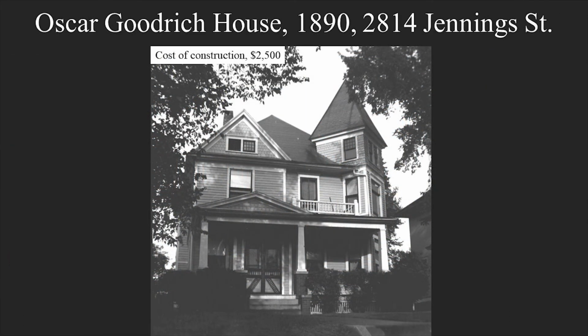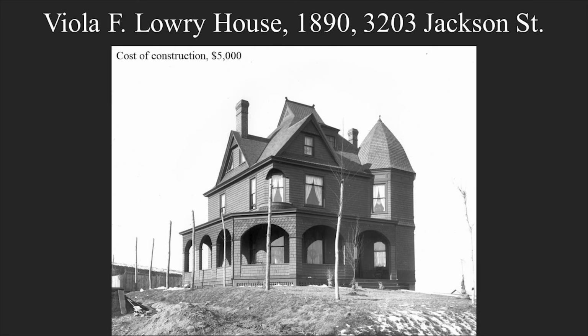The Oscar Goodrich House was built in 1890 at 2814 Jennings Street. The Viola F. Lowry House, built in 1890 at 3203 Jackson Street, at the cost of $5,000. This is another shingle-style house. The house is completely clad in shingles. This structure is also still standing.